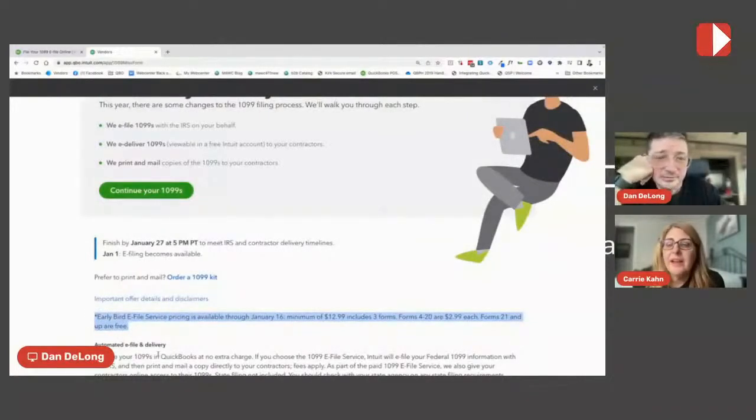So if you do it before the 16th, it's $12.99 plus $2.99 each. They were filing 143 1099s. So this is a great deal, right? It's $60 for the service.